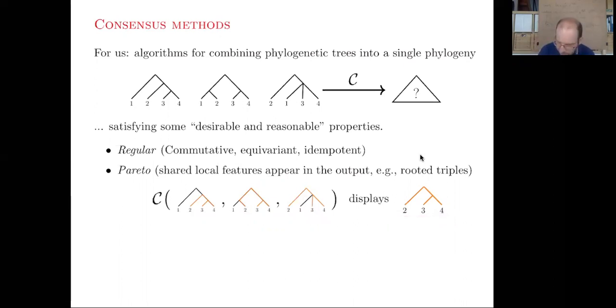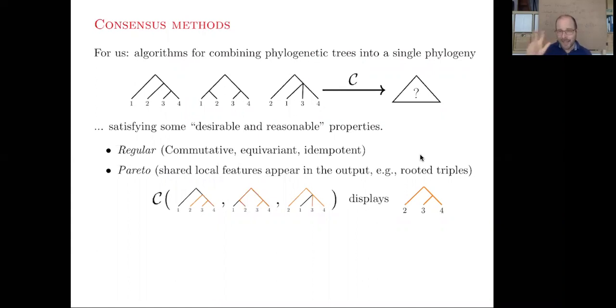So the Pareto property for rooted triples, for example, tells me that if I am observing the same kind of rooted triple everywhere, then the output tree should also display this rooted triple. This is a little local feature that, if it appears everywhere in the input, should appear also in the output. Okay, that's Pareto.